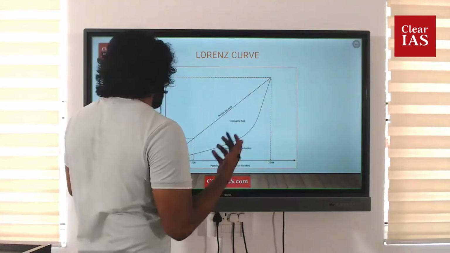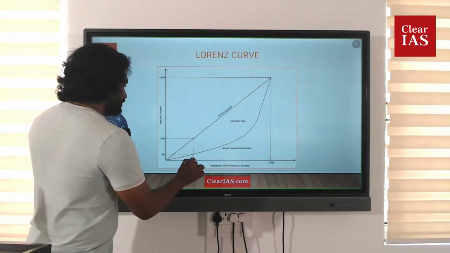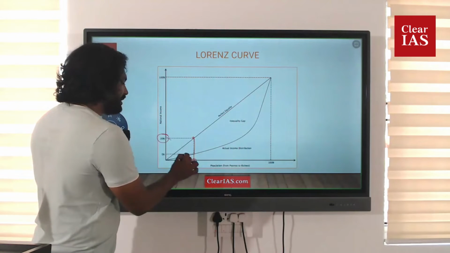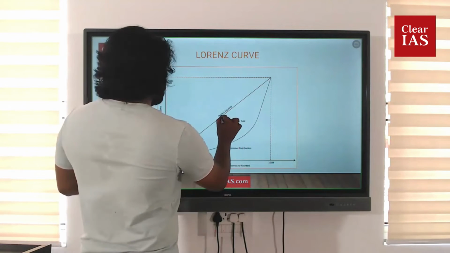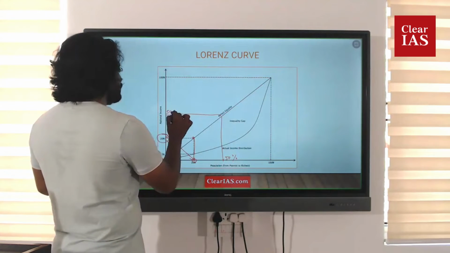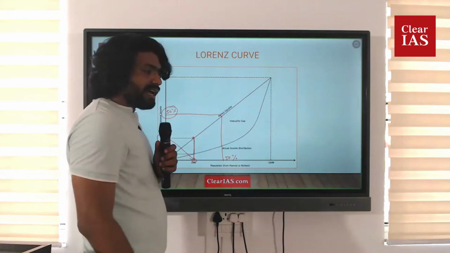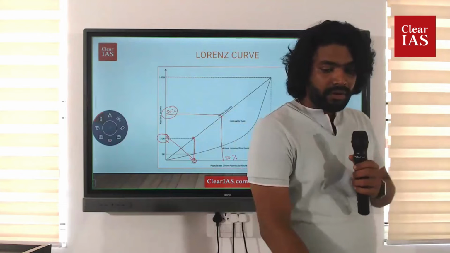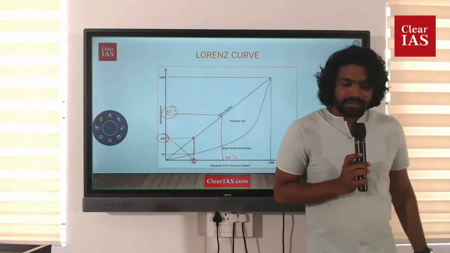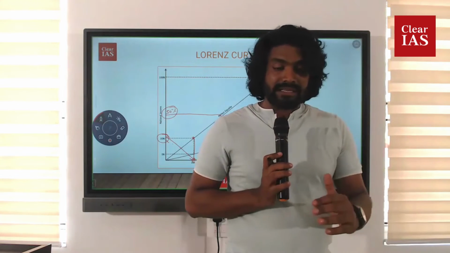How is this being measured? Let's take 20% of the population. This is marked to 20% of the national income. There is equal distribution. Take 50%: 50% of the wealth is shared between 50% of the population. This is a very hypothetical graph that represents perfect equality. That doesn't happen anywhere.